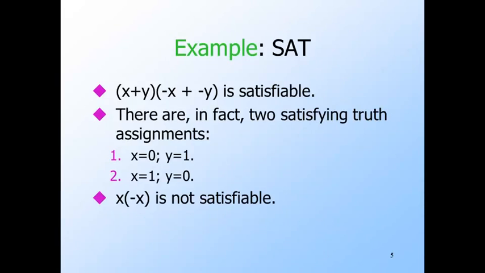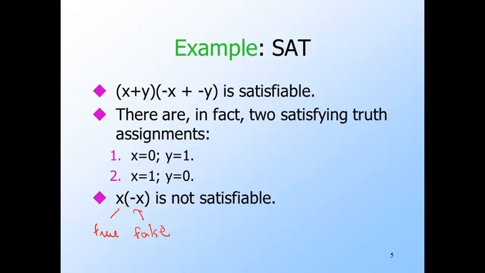But this expression, x and not x, is not satisfiable. There are only two truth assignments. X can be assigned true or it can be assigned false. If x is true, then not x is false. That is, the and of expressions, one of which is true and the other is false, has value false. Similarly, if we assign x false, then x is false while not x is true, and the and of these is again false.